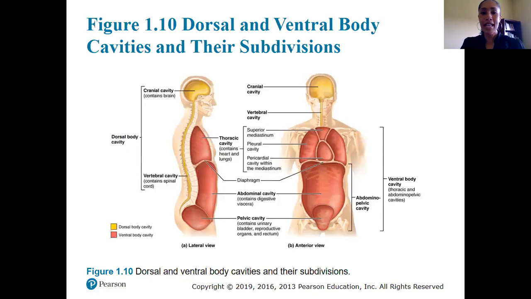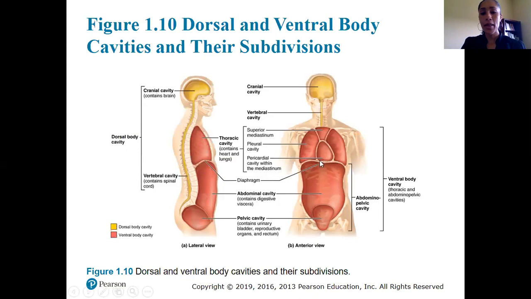All right, so the thoracic cavity we have here, and in the thoracic cavity, we have two pleural cavities and the pericardial cavity, pericardial for the heart. Then we have the abdominopelvic cavity. Notice that the abdominopelvic cavity is separated from the thoracic cavity. What structure separates the thoracic cavity from the abdominopelvic cavity? Our diaphragm. So our diaphragm is right here, and the diaphragm separates those two body cavities.